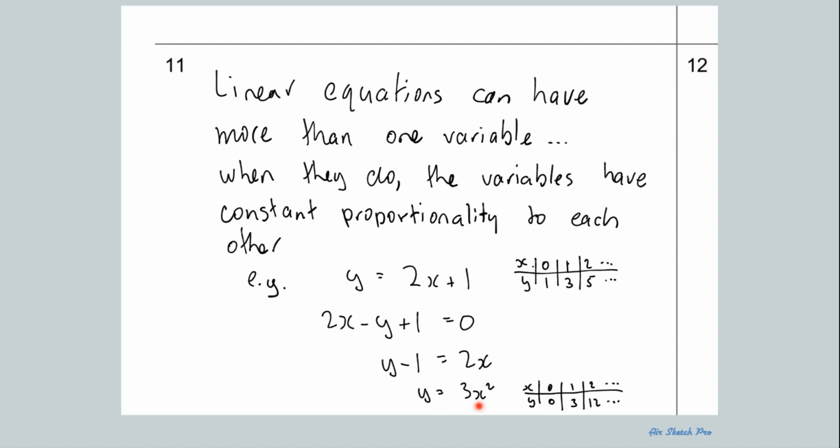Let's go down to the bottom here where I've got y equals 3x squared. Again, we can see that it's not a linear function because we've got a square in there. But also have a look at the relationship between x and y. As x goes up by 1, have a look at what's happening to y. Between here and here, it's gone up by 3 units. But between here and here, it's gone up by 9 units. And so the increase is not constant, and therefore they are not linear equations.